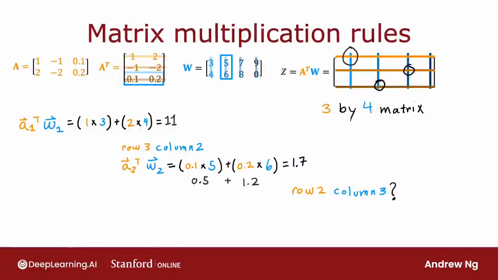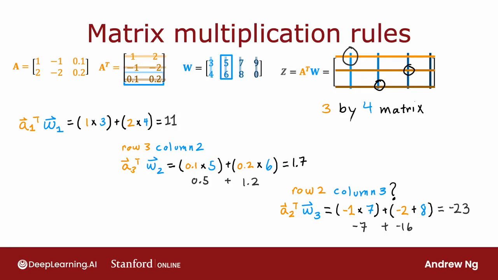Hopefully you got that you should be grabbing row 2 of A transpose and column 3 of W, and when you dot product that together, you have A2 transpose W3 is negative 1 times 7 plus negative 2 times 8, which is negative 7 plus negative 16, which is equal to negative 23. And so that's how you compute this element of the matrix Z.